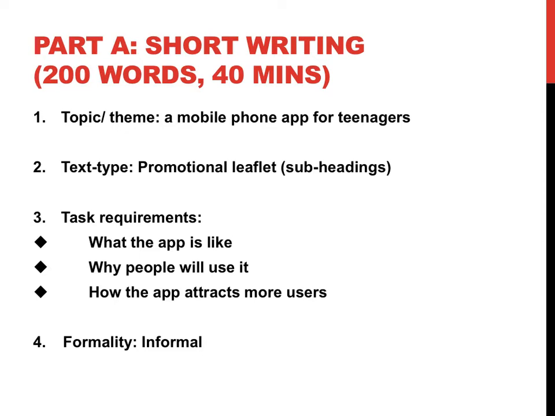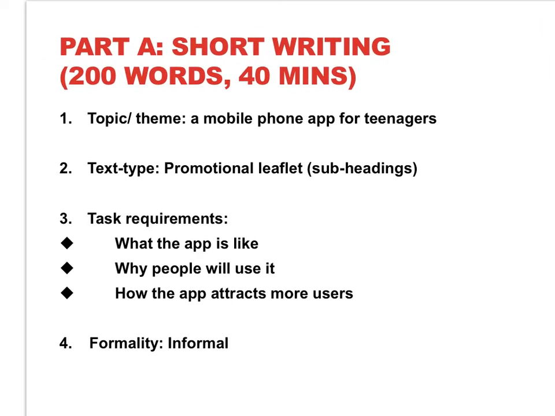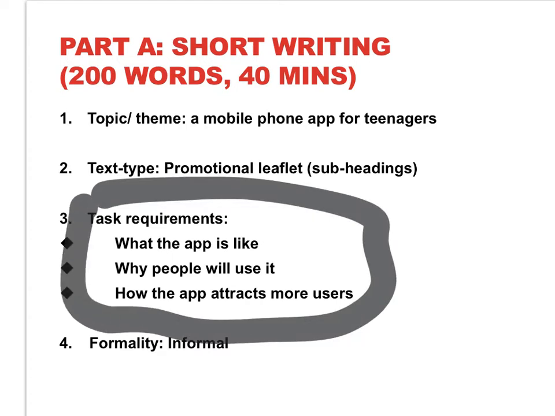And the task requirement, don't forget this. This is very, very important. It's really mentioned that you have to talk about these three things. The task requirement is listed in the topic. So, what the app is like. Basically, you just talk about the name of the app, whether it's a game or something that helps you with your studies. Number 2, why people will use it, so talk about its benefits. And number 3, how the app attracts more users. So basically, you can just use these three requirements as the subheadings for your promotional leaflet. And the formality is a bit informal because that's a promotional leaflet only.